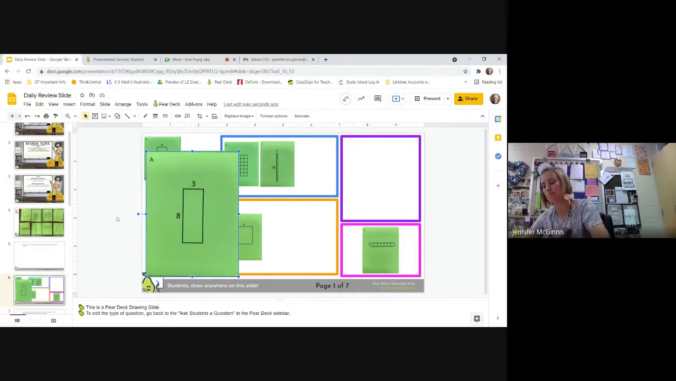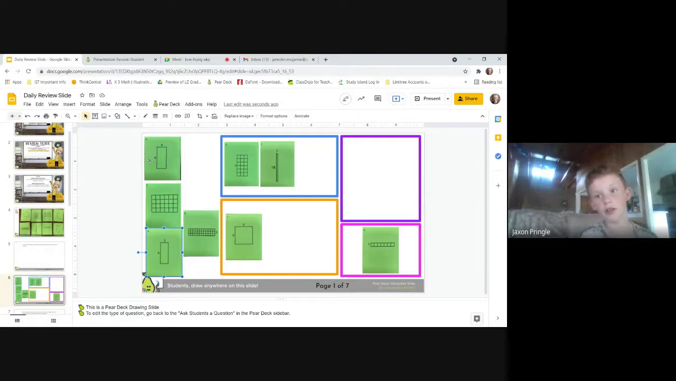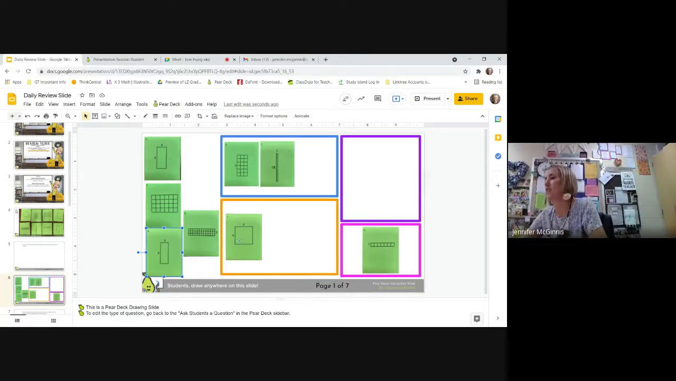Chloe, what do you got? Hold on. Jackson's working on the area for A. What do you got, Brentley? I might know it for A. Okay, hold on. 36 for H and B. What color do you want it to go in? Blue, orange, purple, or pink? Purple.